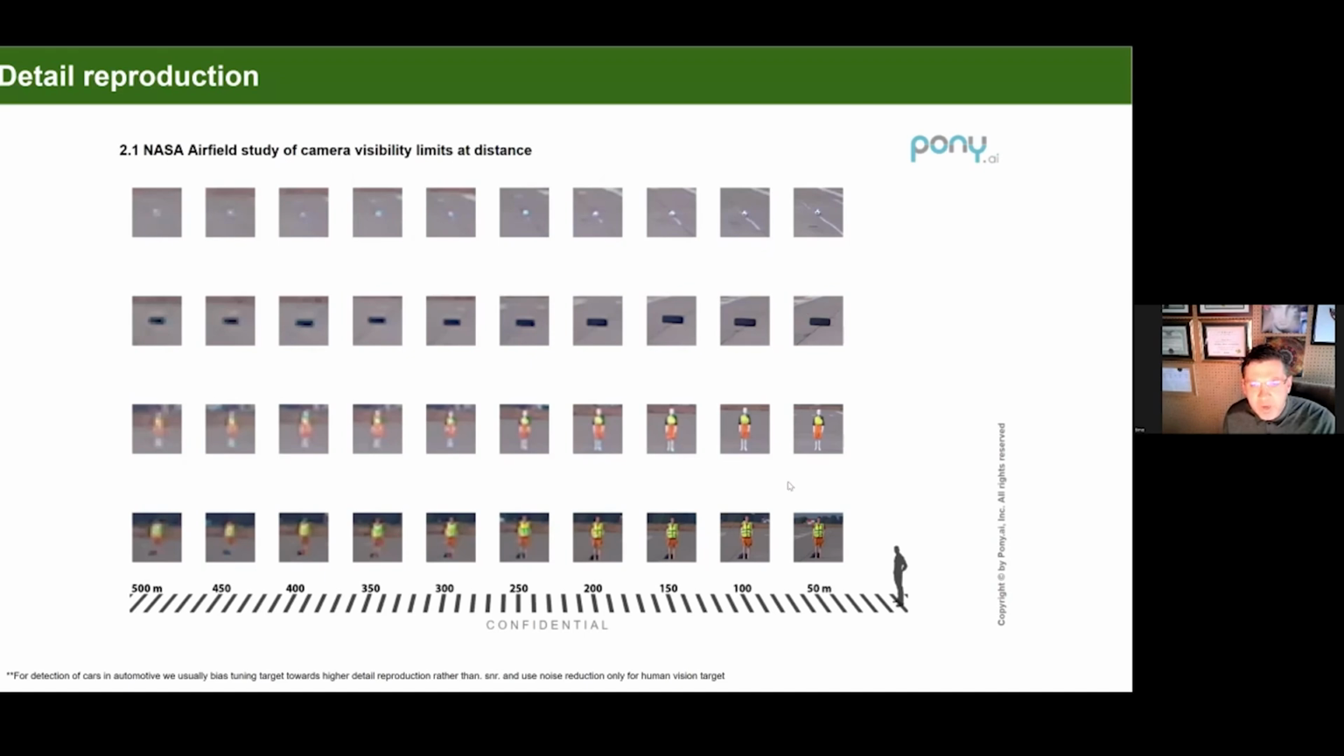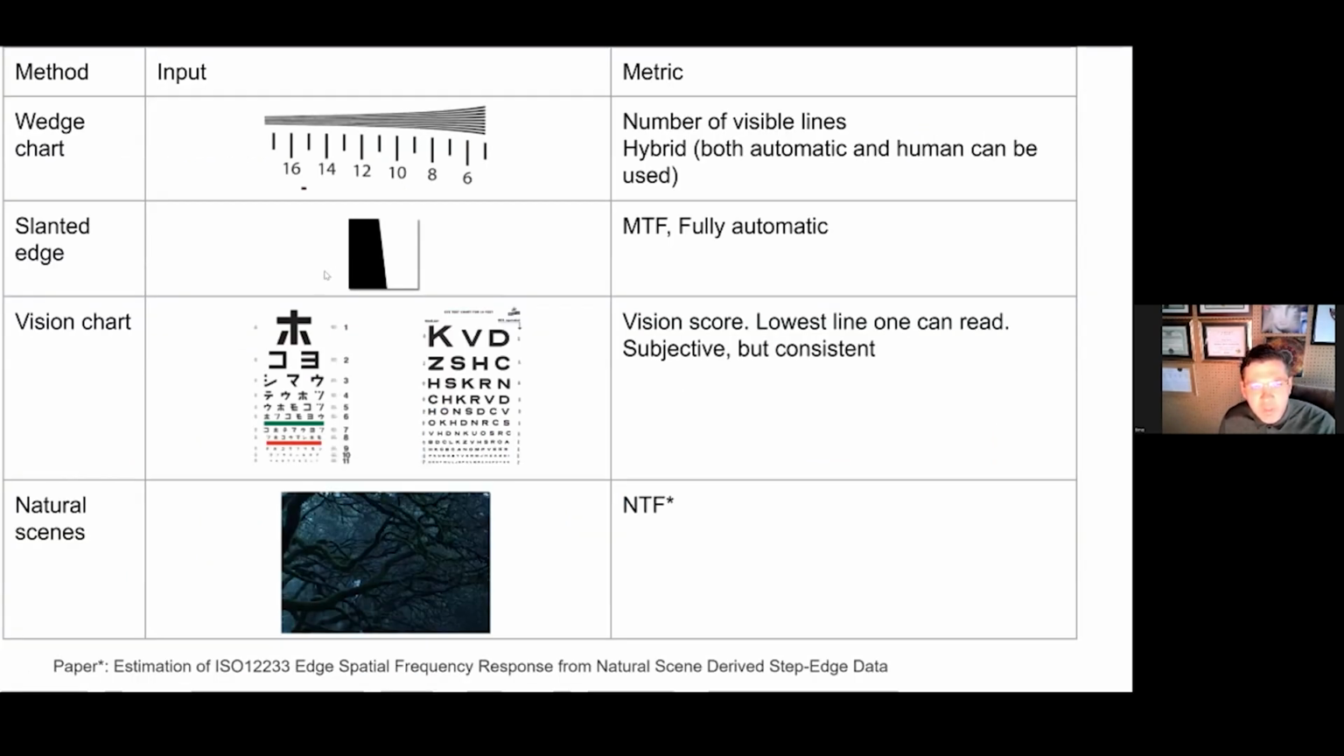And when I think about detail reproduction, this is what the picture I kind of imagine. So it's different objects at different distances, and the more resolution you have, the better the detail reproduction is, and more details we are able to see in the object. And there are 4 key methods which are used in determining the detail reproduction.